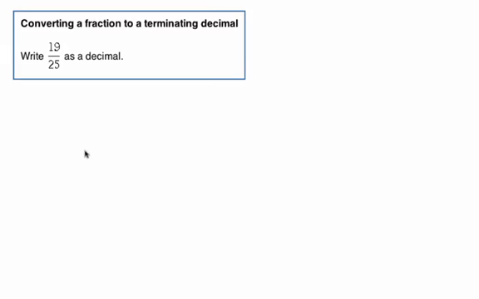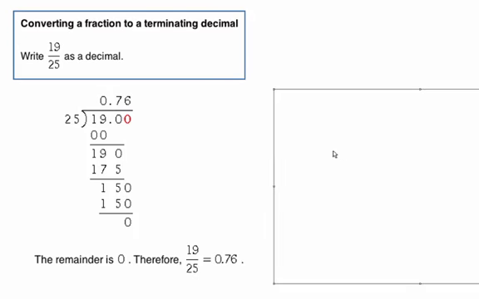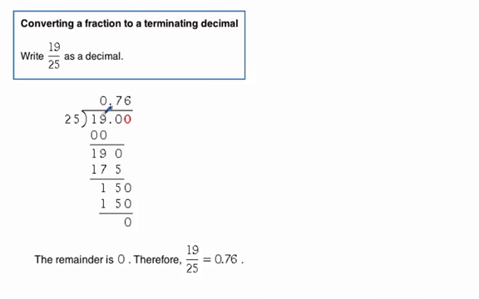Okay, you should have paused this, and if you had written it out on your note page in your notebook, then this is what you should have gotten, 0.76. Here's all the steps.